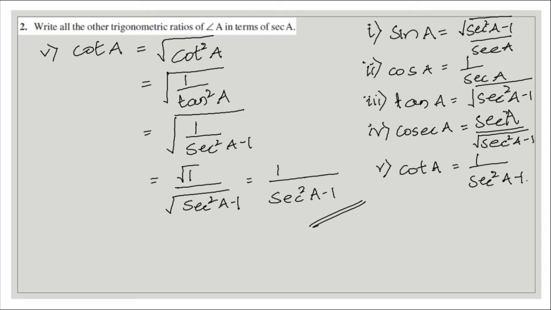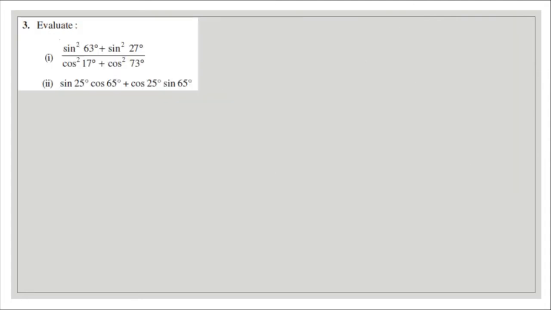For practice purpose, you can try expressing all the trigonometric ratios in terms of sine, in terms of cos, in terms of tan, and so on. Next question. In this question, we have got the combination of trigonometric identity as well as complementary relation. So let me take up the first one.